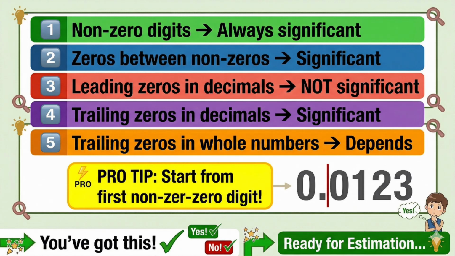Let's recap the 5 rules fast. 1. Non-zero digits always count. 2. Zeros between non-zeros count. 3. Leading zeros in decimals don't count. 4. Trailing zeros in decimals do count. 5. Trailing zeros in whole numbers depend on context. Here's a pro tip that makes everything easier. Just find the first non-zero digit and start counting from there, applying the rules as you go.